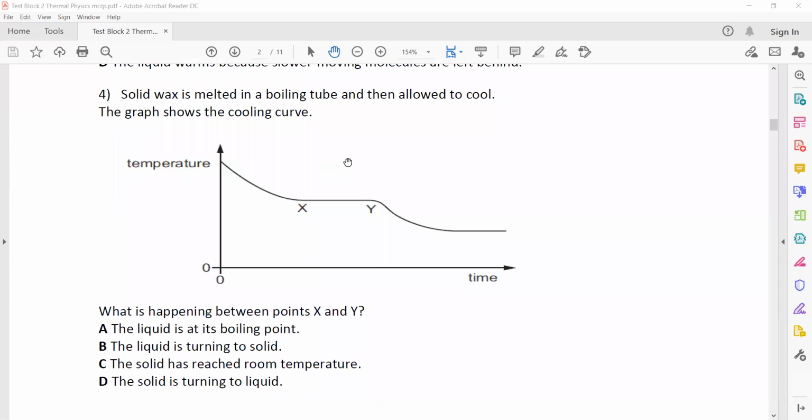A solid wax is melted in a boiling tube and then allowed to cool. When solid wax is melted, it is converted into liquid. Whenever the temperature is changing, the state does not change, but when the temperature is constant, it means the state is changing. Here, liquid is converting into solid, and again the temperature starts to change.